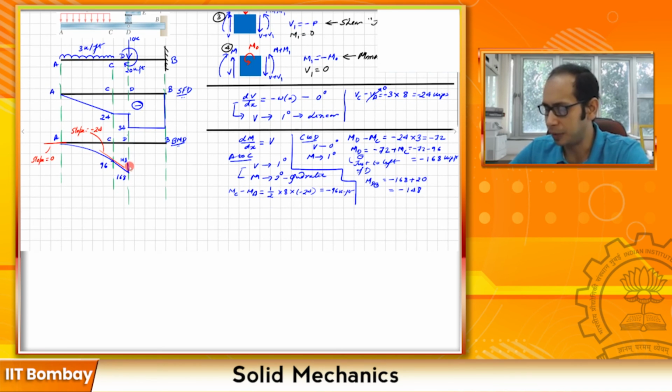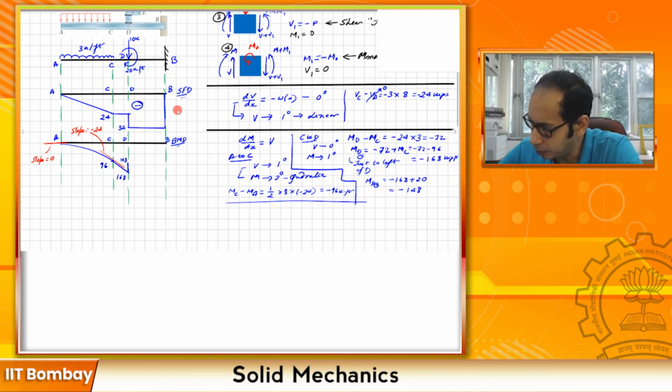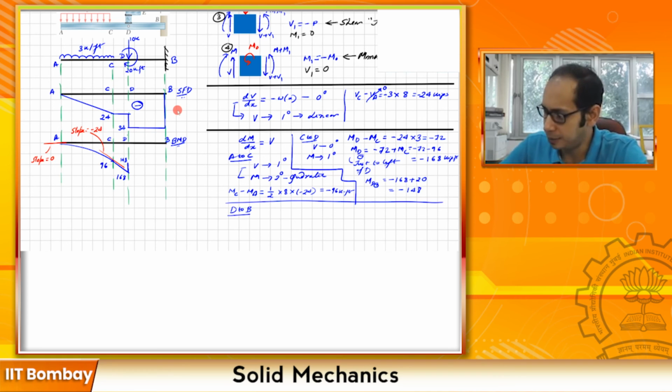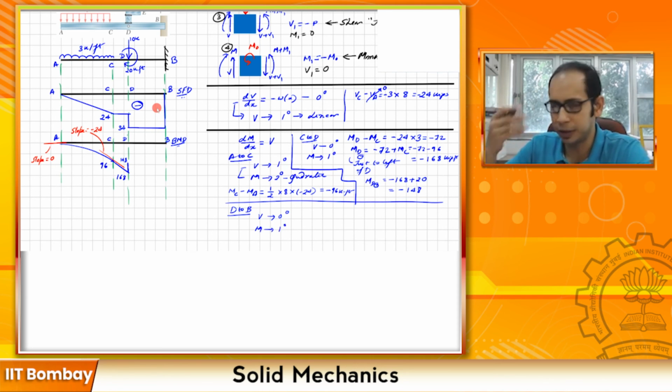Now the last bit remaining is from D to B over here. So let's go ahead and write that as well. From D to B, in this particular region, my shear is degree 0, because it's a constant line. So V is degree 0, so M must be linear. So you will have a linear variation. What is going to be the value? Let's try to find that out.